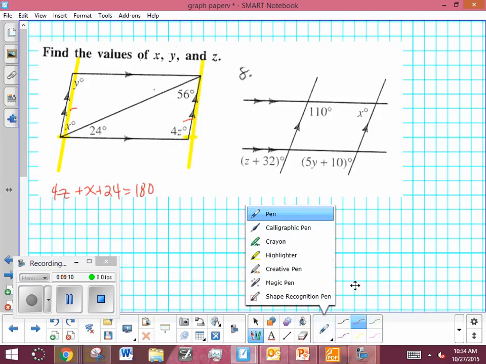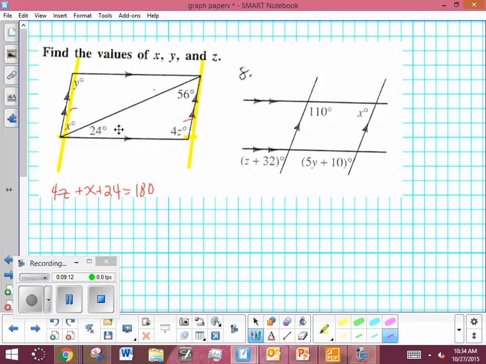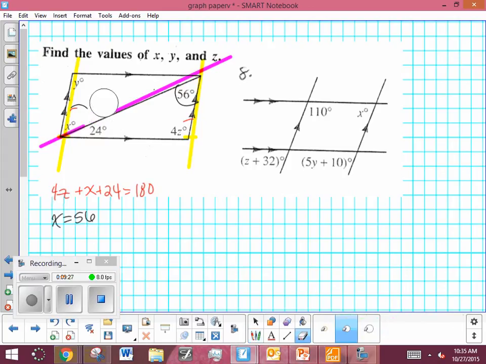I'm then going to look at this purple transversal, and I see that angle there and that angle there are alternate interior, so x has got to be 56. So that's nice. Okay. Now if I want to find y, I actually have to look at a different transversal. I have to look at this top transversal. Yeah, I can look at the top one, I guess.